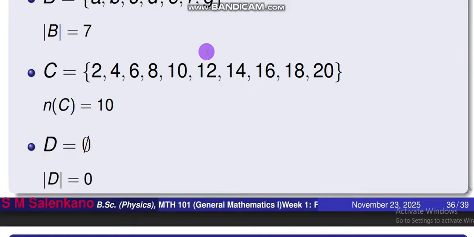C has all these elements. If you count the number of elements you have here: 1, 2, 3, 4, 5, 6, 7, 8, 9, 10. So the cardinality of set C is 10. Okay. Then D is an empty set, no element at all. So the cardinality of set D is 0 because it has no element.